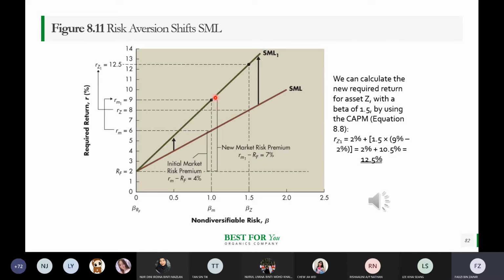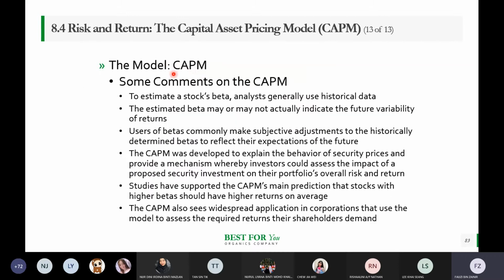To summarize, greater risk aversion results in higher required return for each level of risk. Similarly, a reduction in risk aversion causes the required return for each level of risk to decline. Okay, so there's a conclusion: if there are changes in the returns on the market, it will change the returns on the rest of the assets or debt securities. Okay, right. So I think that nearly wraps up the chapter on risk and return.